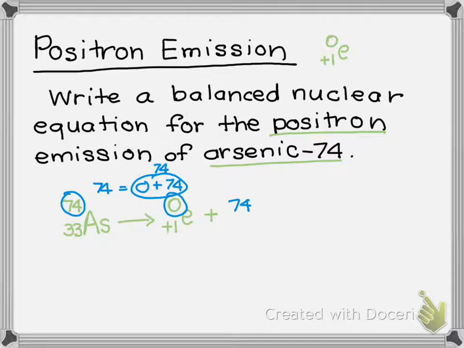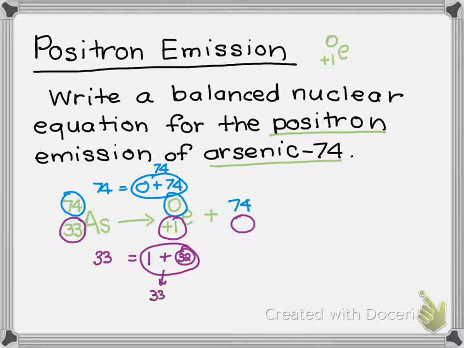And remember, in a balanced nuclear equation, the mass number on the reactant side and the product side have to be equal. So now I'll do a similar thing with the atomic numbers. So this one is 33, and that has to equal a +1 plus some number, x, right here. That number would be what this is. So it needs to be a 32, because 32 plus 1 is 33, and both sides would have to be equal.